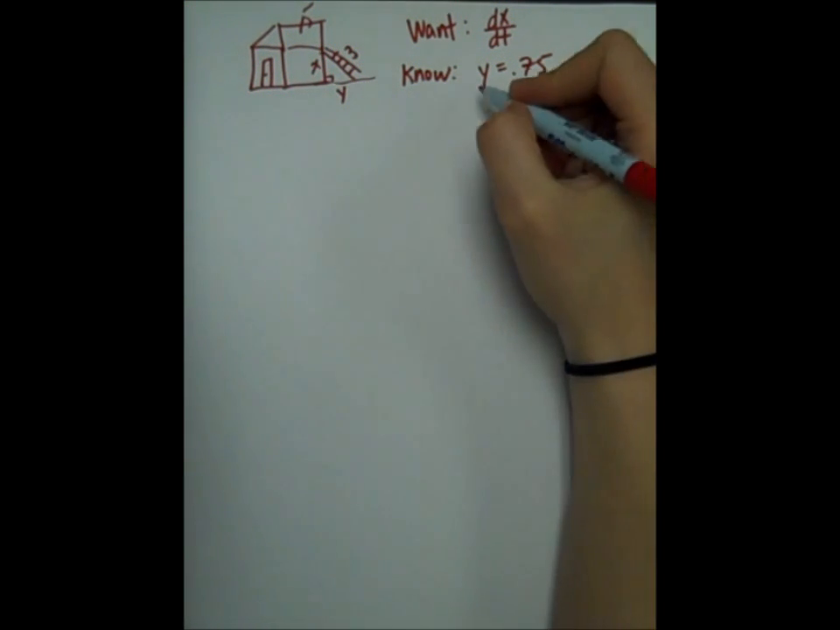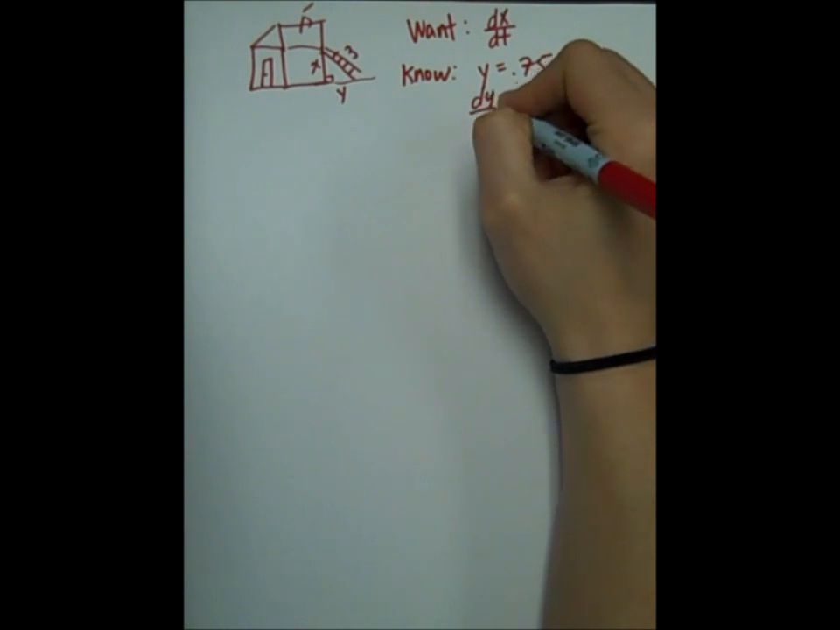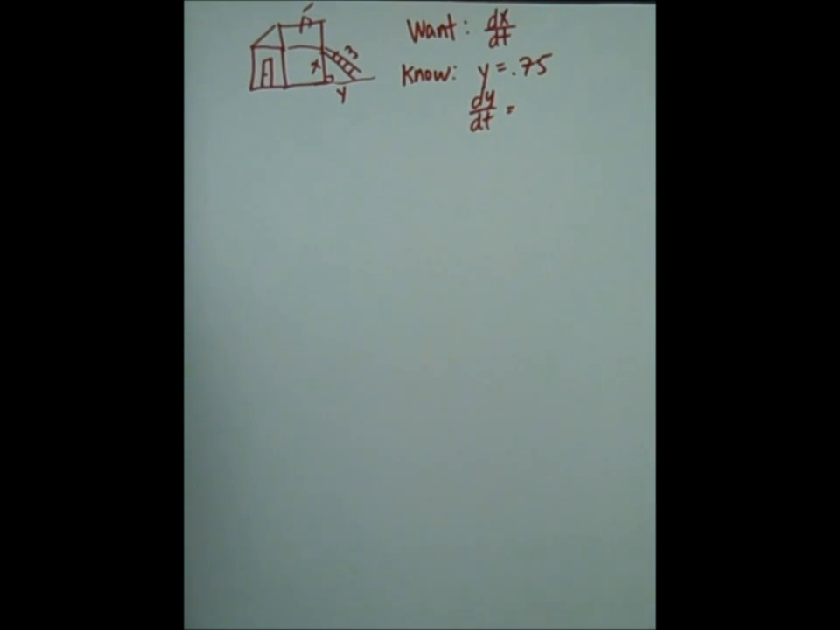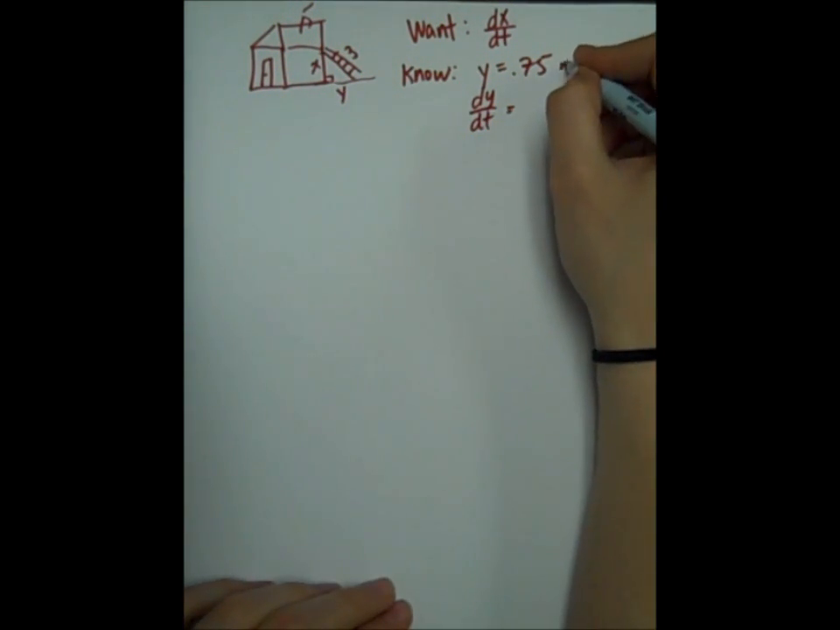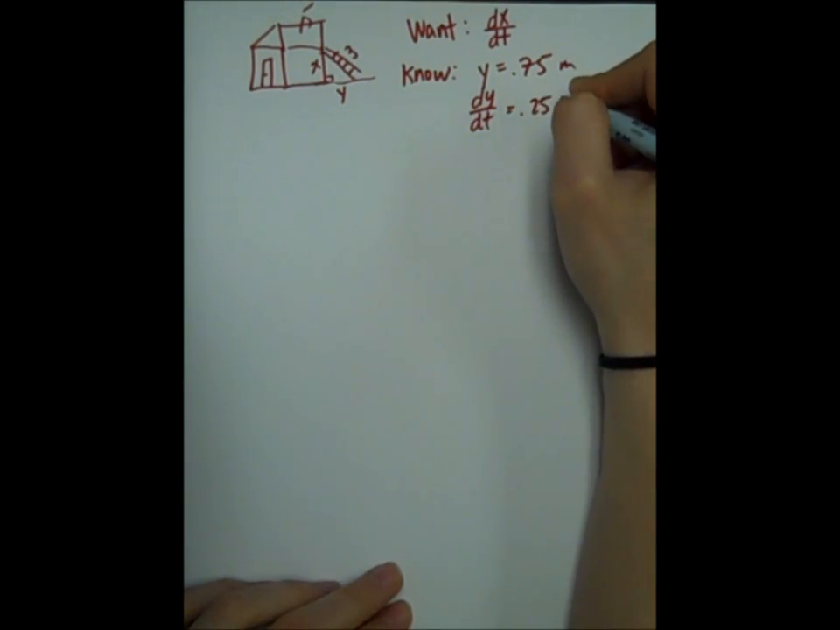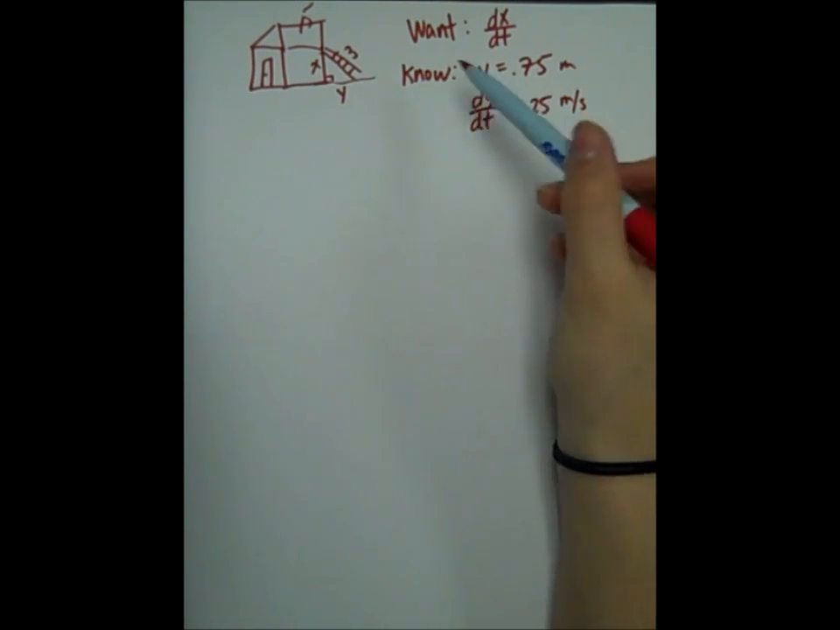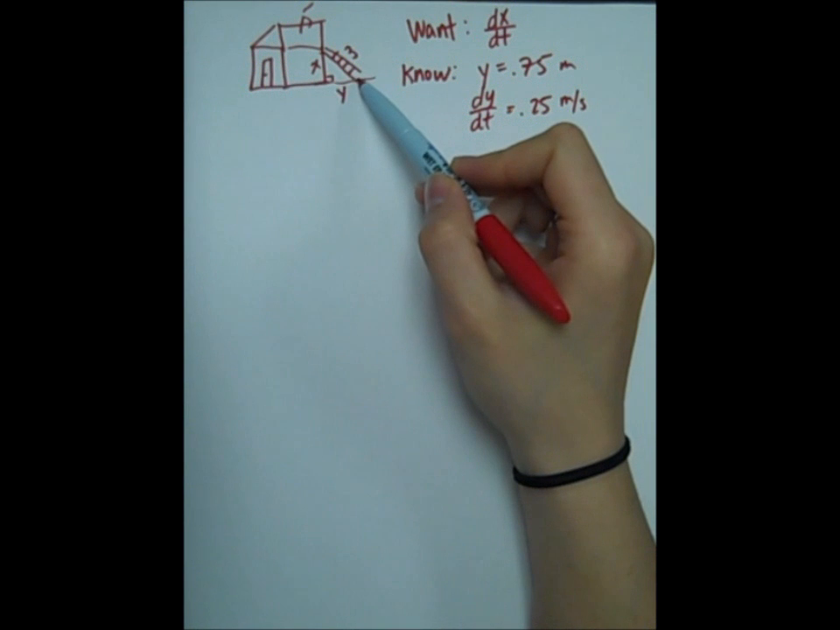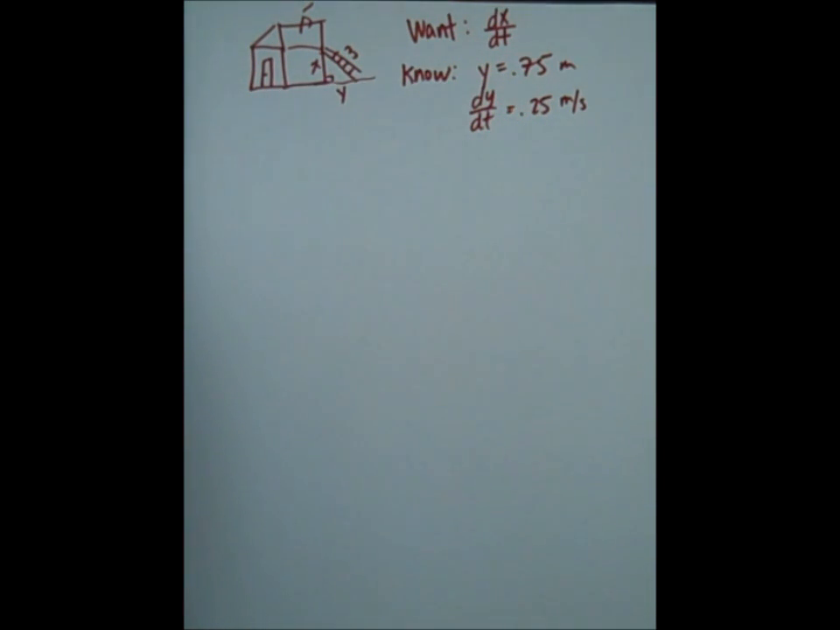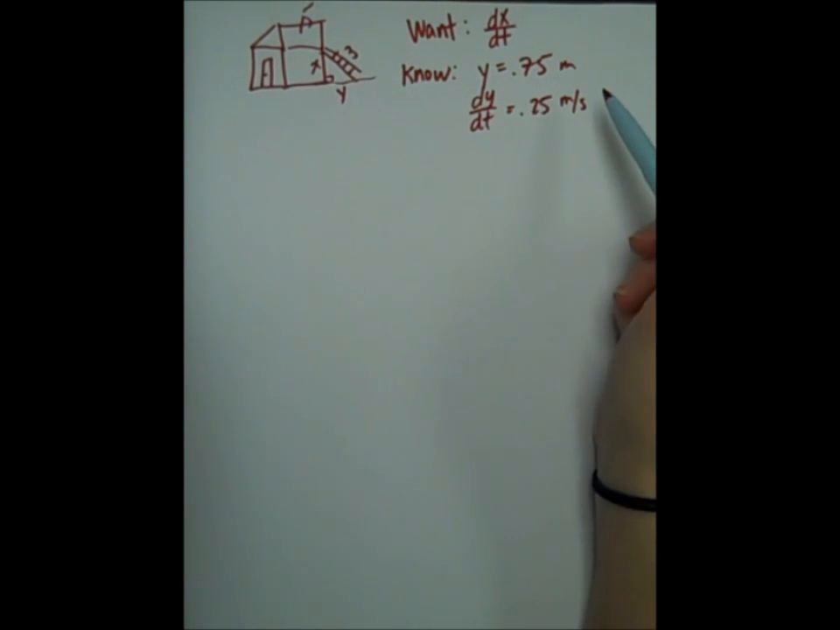Okay, next, do I know dy/dt? It says that the ladder is moving away from the house at a rate of 0.25 meters per second. So I know the rate of change of y is 0.25 meters per second. I think that's all the problem tells us. Again, after 1 second, the distance between the base of the ladder and the house was that initial 0.5 plus 0.25, because that's how fast it's moving away. The rate of change is 0.25.